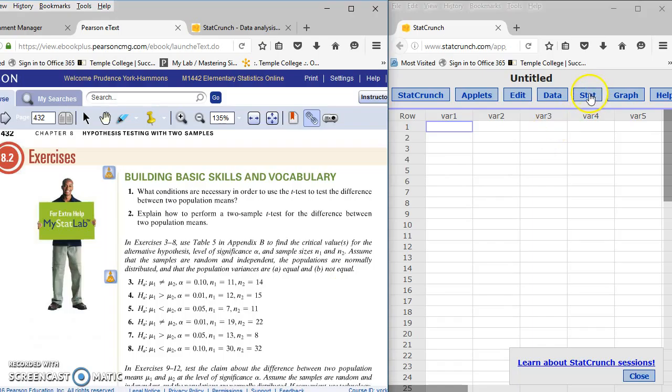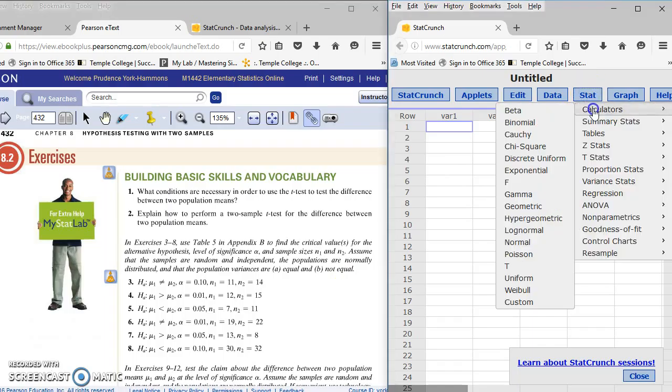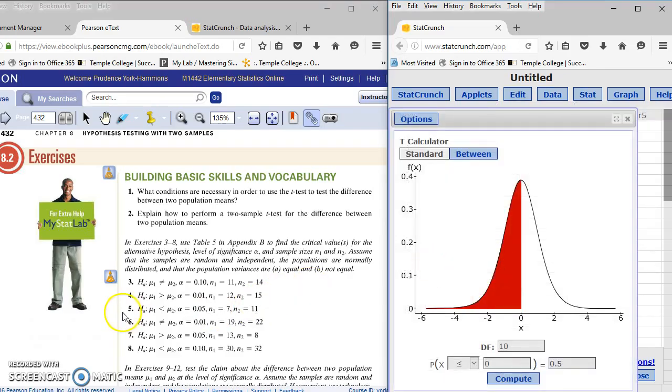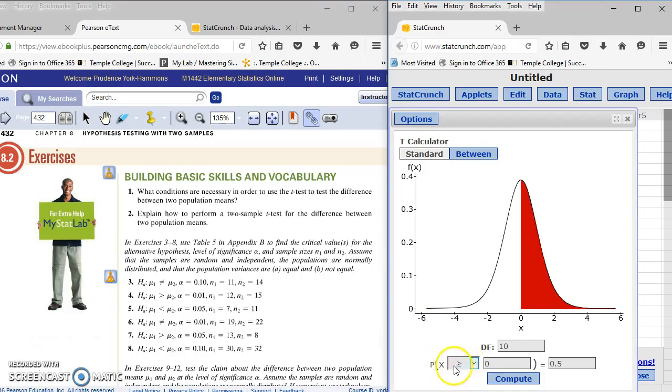So let's go ahead and go to Stat and Calculators. In this case, we're going to go to a t-calculator because we do not know the population standard deviation for either of the two samples. Now, number 4, that's the one we're going to look at first, says mu1 greater than mu2. If we have the greater than, that's going to be a right-tailed test. So we're going to do greater than on our inequality on the calculator.